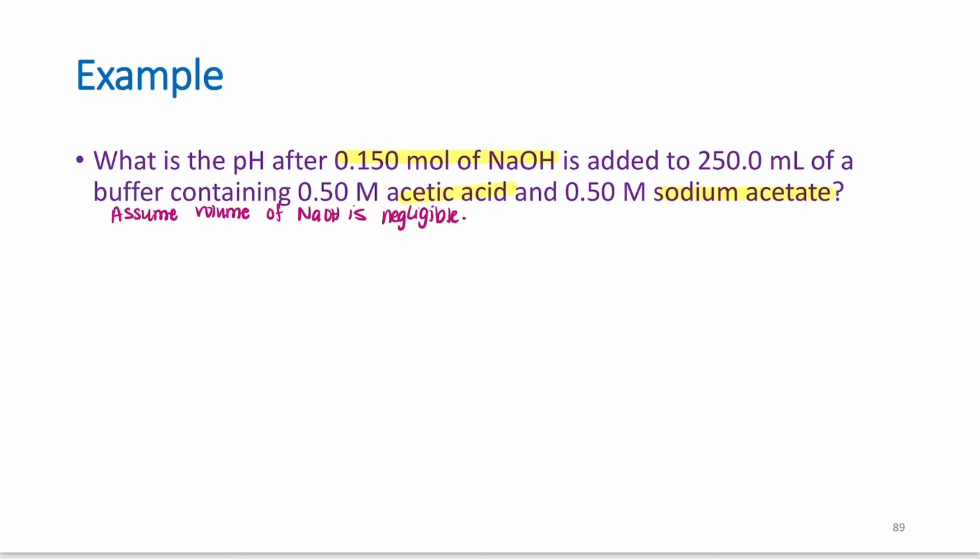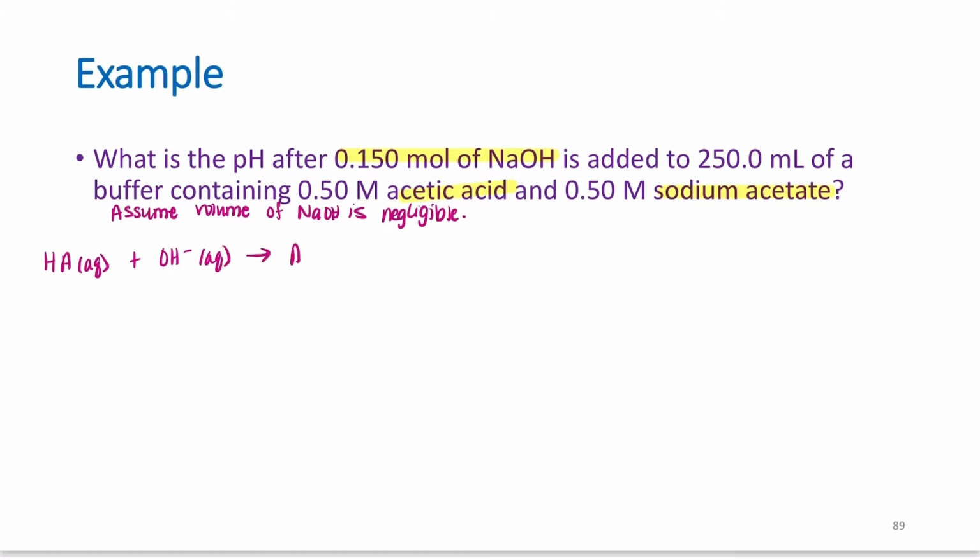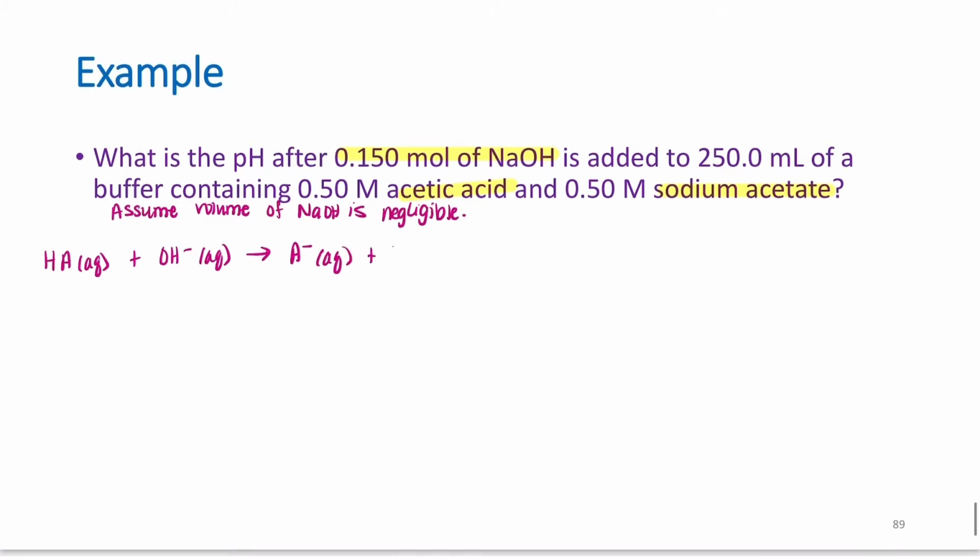If I'd given you volume, it would be different, but I didn't, so you can assume it's negligible when I don't provide that. But you need to recognize that we need to do a BCA table. That base is going to react with the weak acid in solution, the weak acid being acetic acid, which I represent as HA, OH minus being the NaOH I'm adding. That will react to create or produce more conjugate base and water.